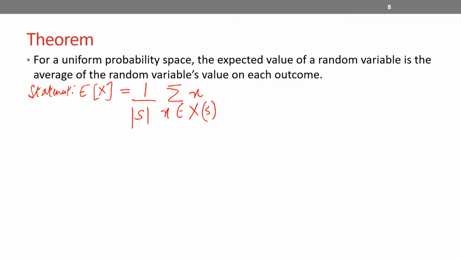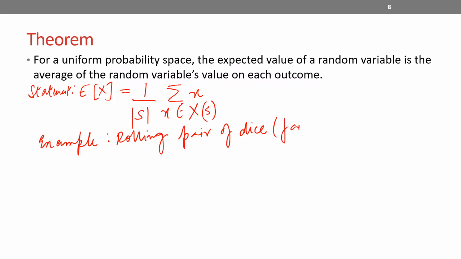So let's consider this example of rolling a pair of dice, because we know that this has a uniform probability space, right? A pair of dice, and it's fair, so it's not biased at all. Now, the random variable we are interested in, let's say X, is the sum that appears on both. So I'm interested in that sum, based on what value appears on each of the dice.